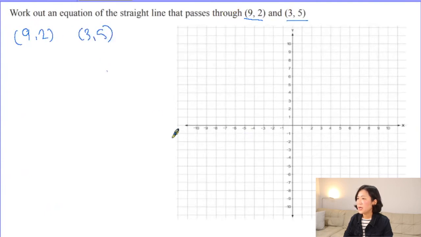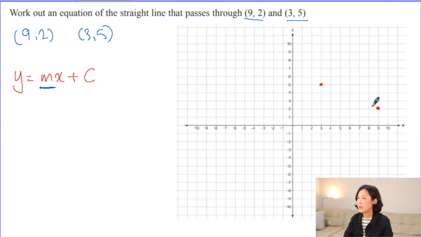So first of all, we need to plot these points on the coordinate plane. First of all, (3, 5), then (9, 2). Then since you have 2 points, connect them together, and that gives you a line graph. So we're done. But this is not the end, because we need to find the equation of this graph.